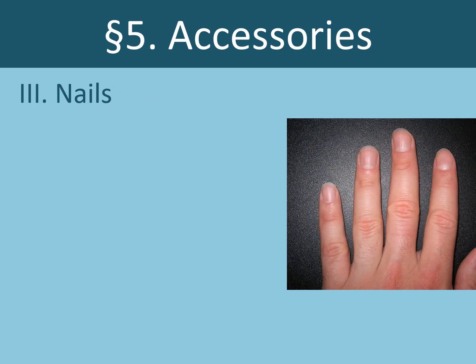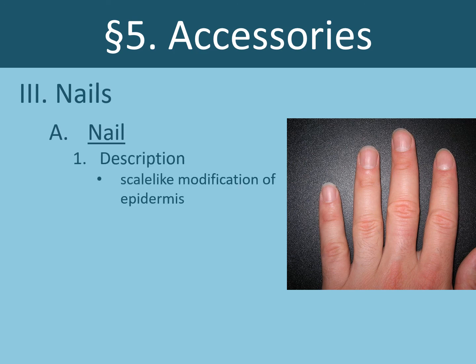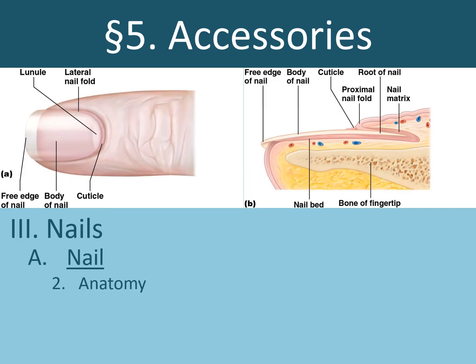The third and final accessory structure of our skin are our nails. Nails can be described as follows. They are scale-like modifications of the epidermis. Our nails are solid, clear coverings that cover the distal and dorsal portion of our digits, being our fingers and toes. There are several anatomical structures of the nail that you should know.